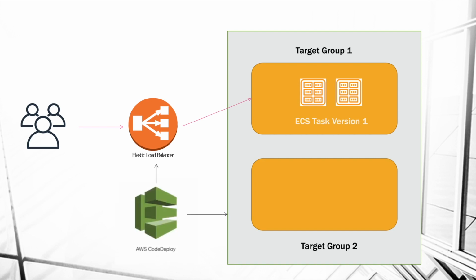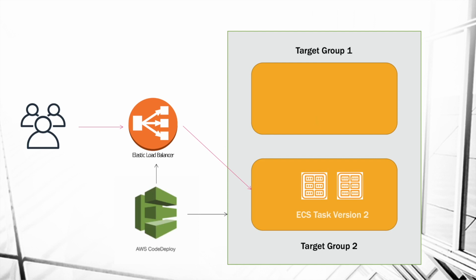Here, the CodeDeploy will start the blue-green deployment. It deploys a new task in the second target group. It will instruct the ALB to shift the traffic to the new target group. It will then terminate the original task in target group 1 after the deployment.